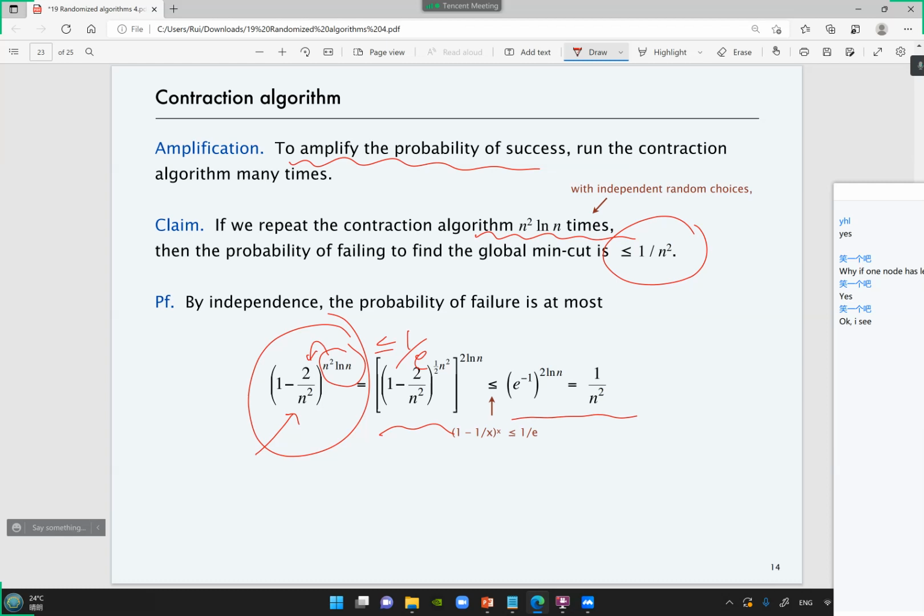Again, the idea is that each time you run this, you have a 2 over n squared probability of succeeding. So if you run this n squared times, and then by another factor of log n, so if you run for n squared log n times, then you're very likely to succeed. So that's the algorithm.